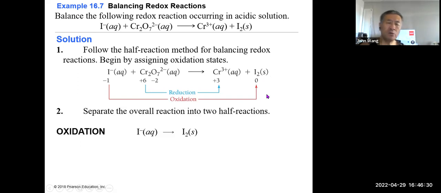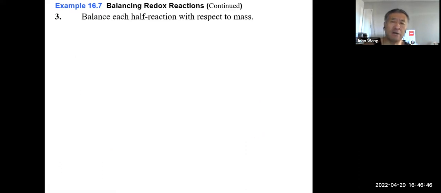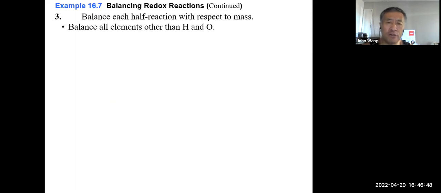Okay. Now we write this equation into two parts. The first part will be this oxidation. The second part will be the reduction. Actually, which part you write first doesn't matter. Just write the two equations. Once you have the two equations, you balance them separately. You first balance the mass, which means balance the atoms. And when you balance the atoms, you balance the atoms that are not H and O first.